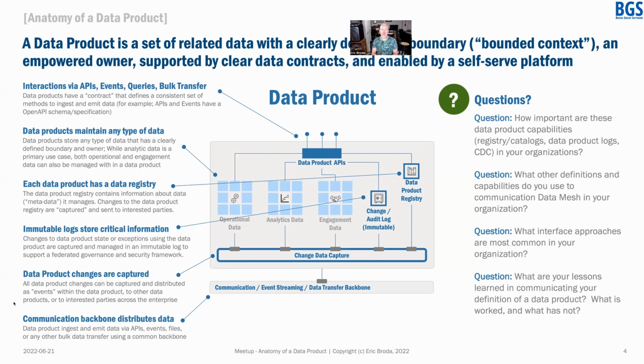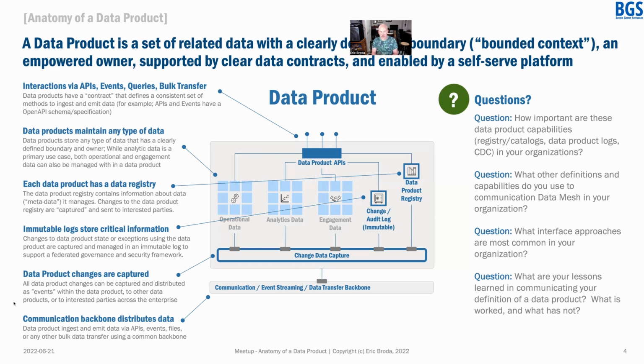The most important part here, though, is that each of these mechanisms of interacting with the data product have a contract. In other words, a well-defined description that explains how to actually interact with it. So for example, an API may have an OpenAPI specification that defines the parameters, the request, the response, error codes, etc., in terms of how you would be able to, in this case, interact with a data product using an API.